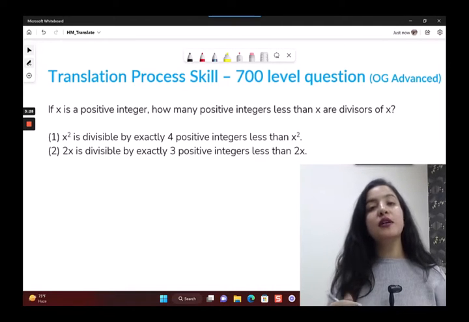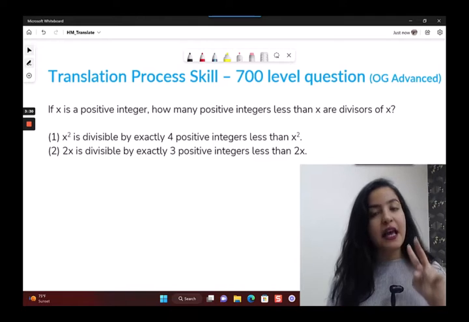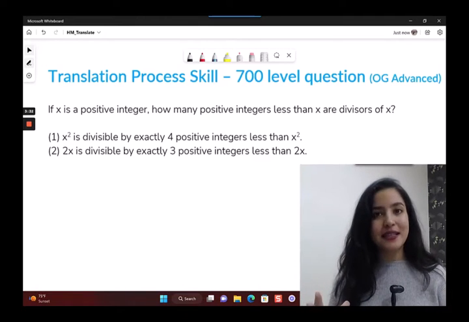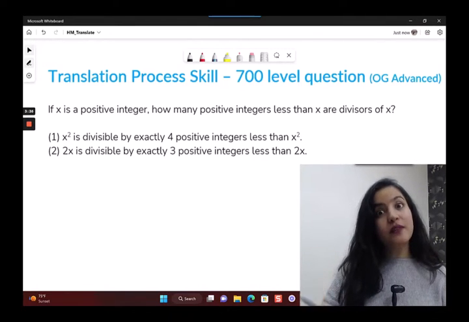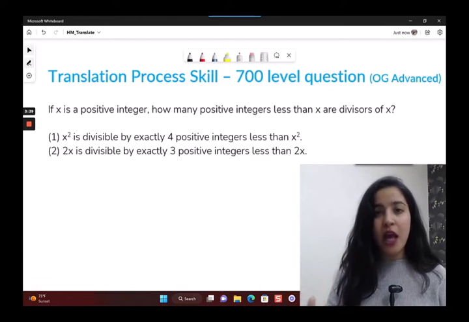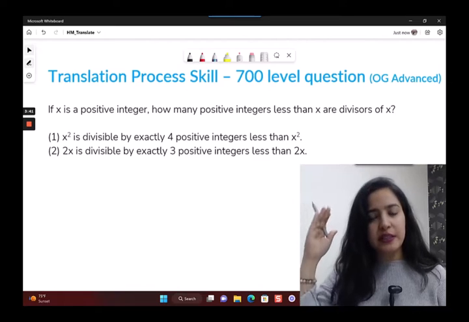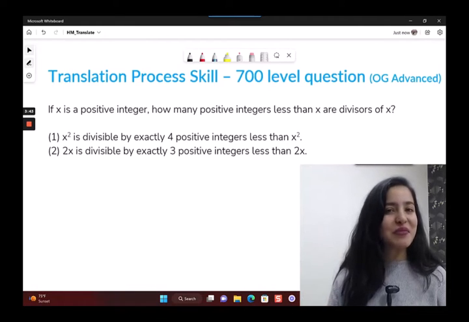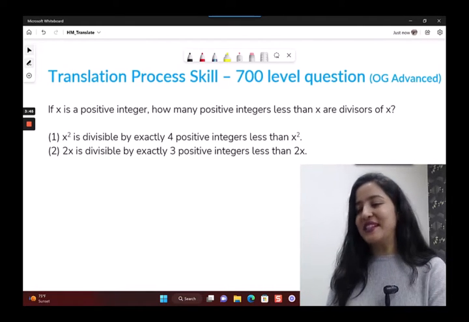Now, how are we going to solve this? We will solve this in 2 parts. First, we're going to translate this entire question. Then we're going to solve that translated question. So the translation will be from English to math of each part here: the question stem, statement 1 and statement 2. Let's start with the question stem.